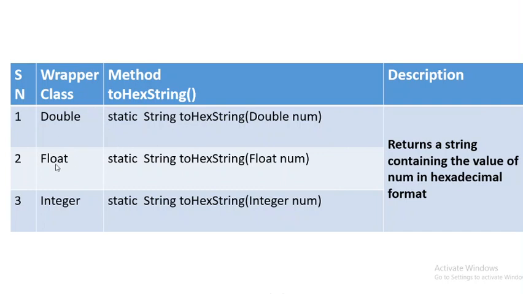For float, if you are using the Float wrapper class, then you will use Float.toHexString. In brackets any float number. So this float number will be converted into a hexadecimal string and that will be returned. So float to hexadecimal and that will be given as a string. Integer.toHexString. In brackets you will provide any integer number. Whatever integer number you provide over here will be converted into hexadecimal and that will be a string as a return value.